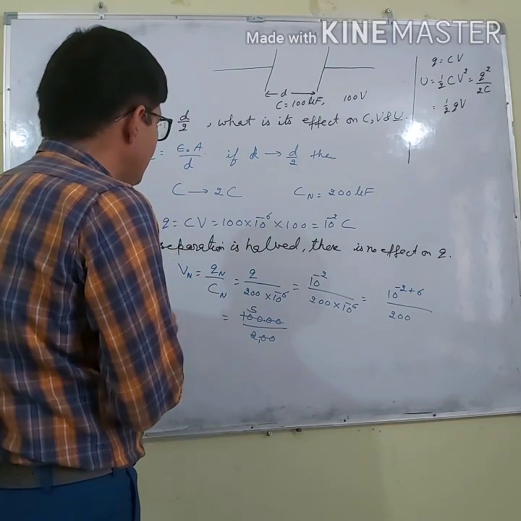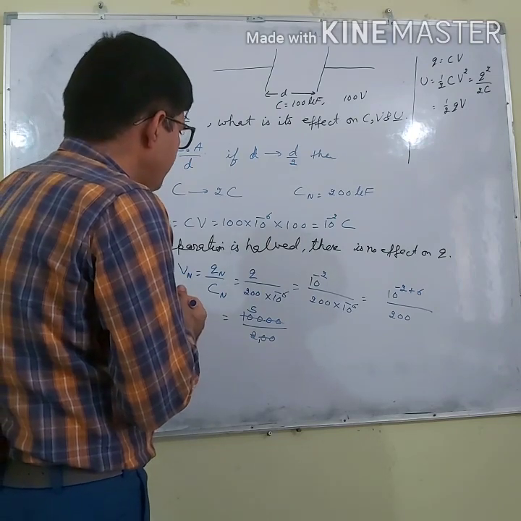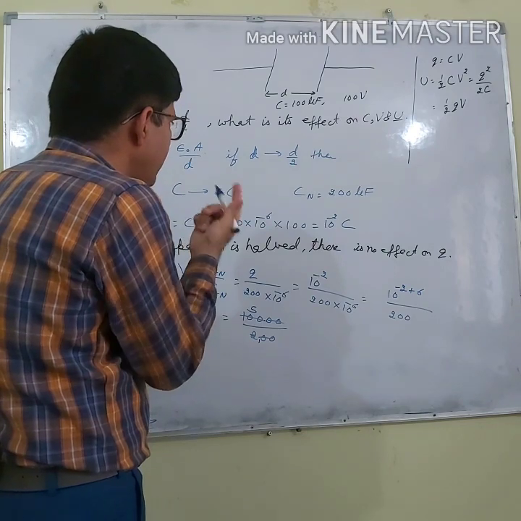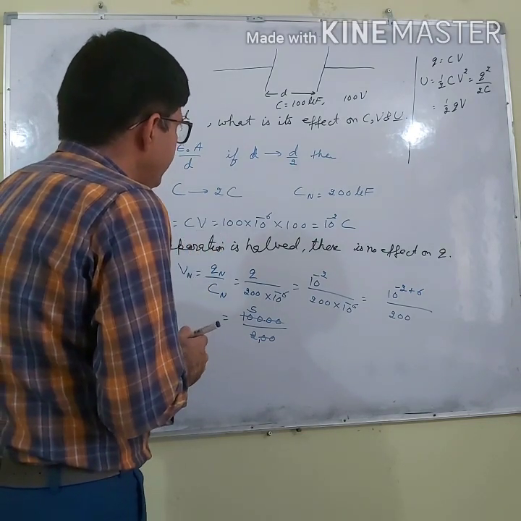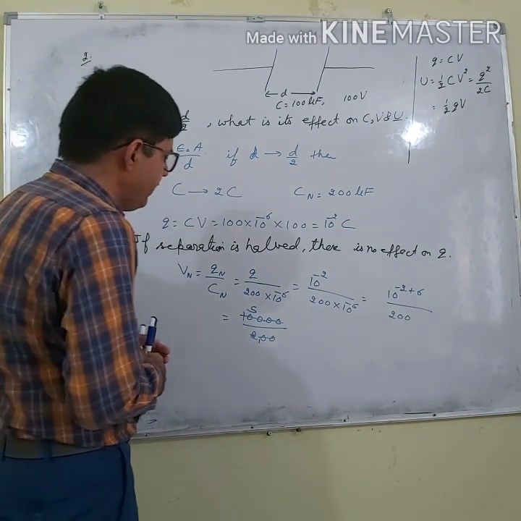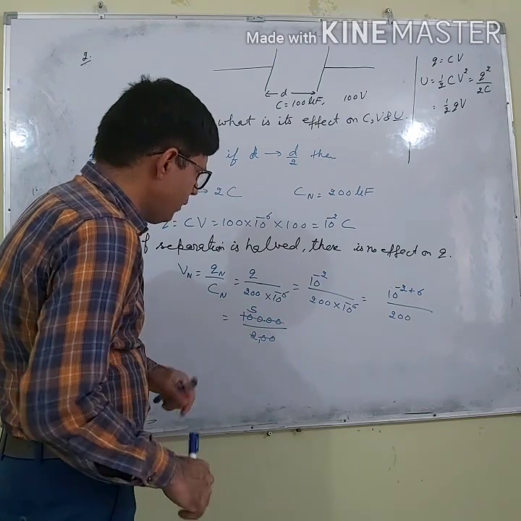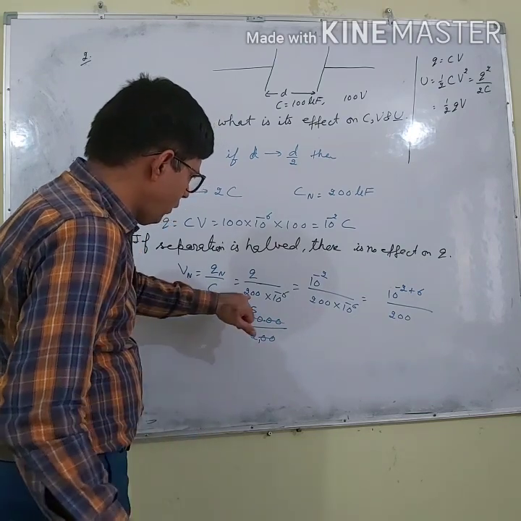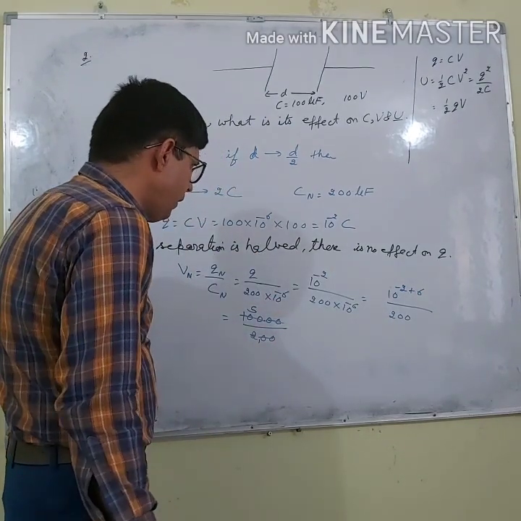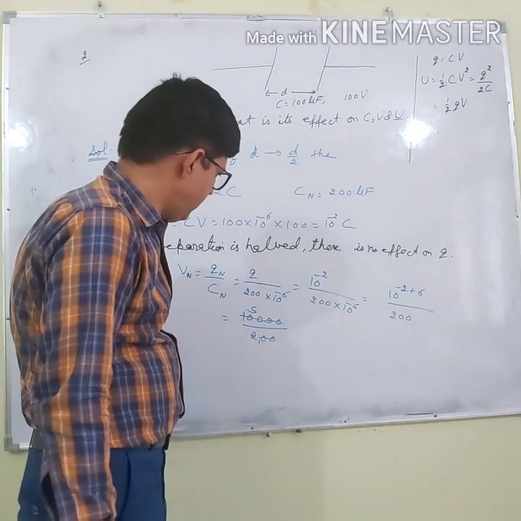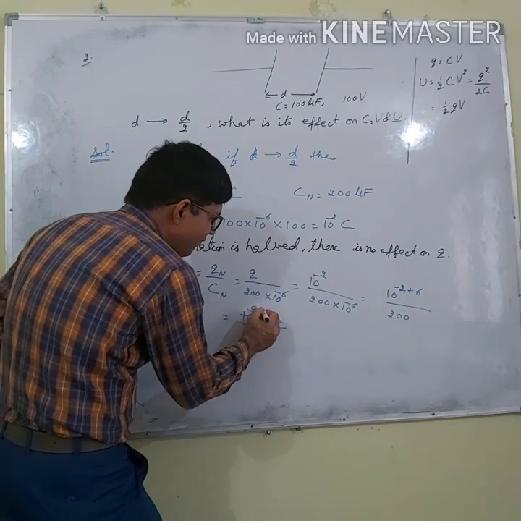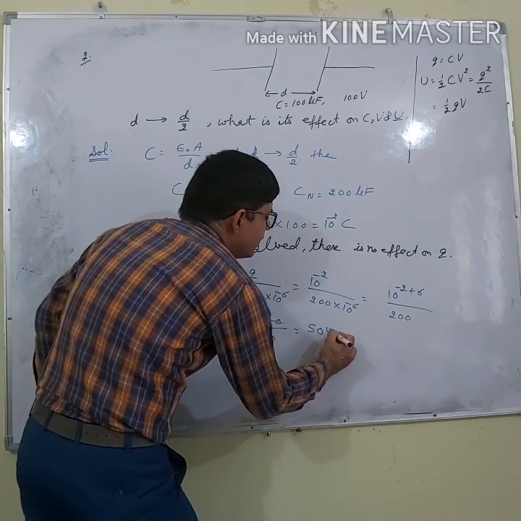Because the capacity is doubled, so there is some mistake in the calculations. So let's take it out. Where is the mistake lying in the calculations? 100 microfarad, it should be 50. So let me check it out. 200, 10 minus 2 plus 6, 10 to the power 4, it means 10,000. And if I divide the 10,000 by 200, definitely the answer is 50. So everything is okay. So the answer is 50 volt.